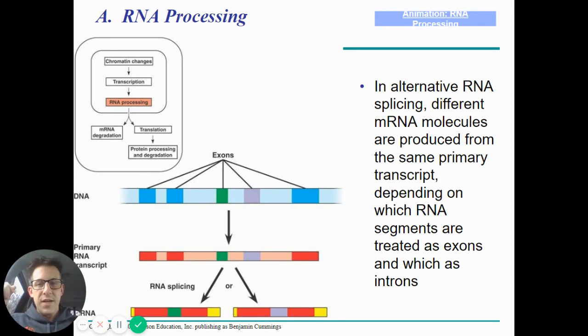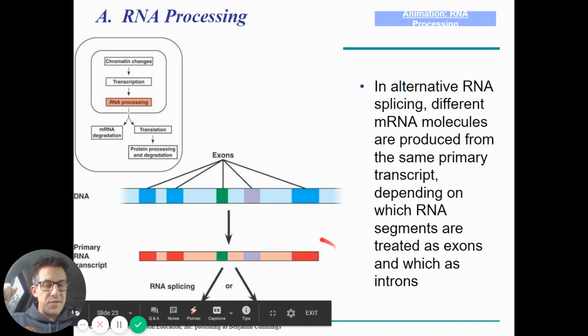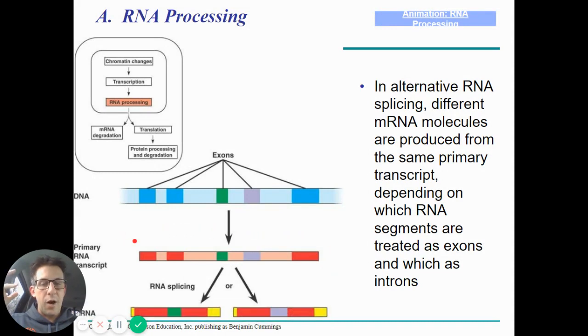And so what we see here is a picture of the DNA that we're transcribing. These are all the exons in the different colors. It creates this RNA transcript, and depending on how we cut it, we can get two different mRNA products, which are going to yield two totally different proteins.